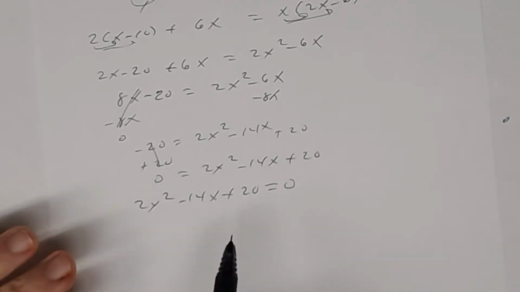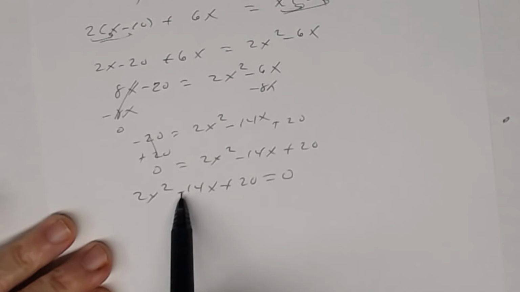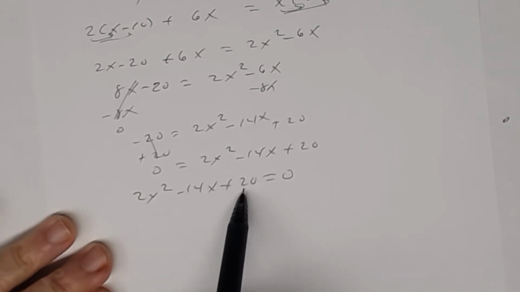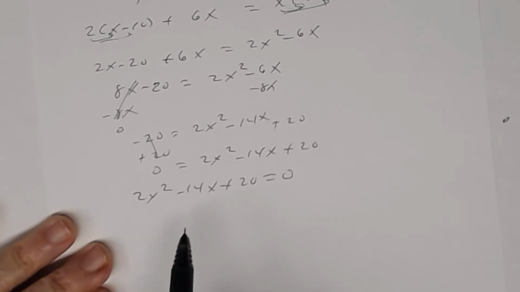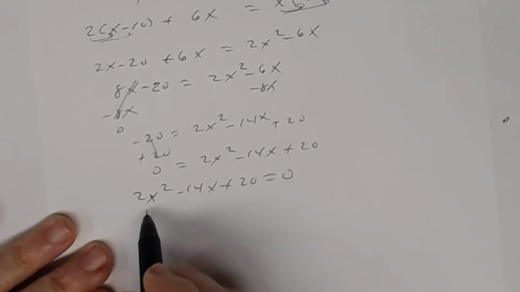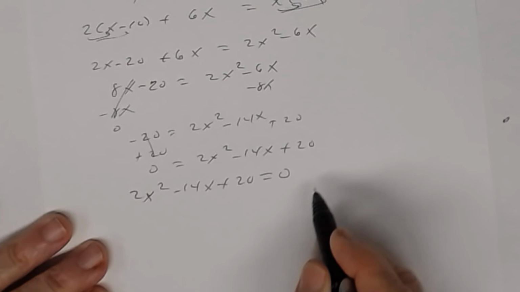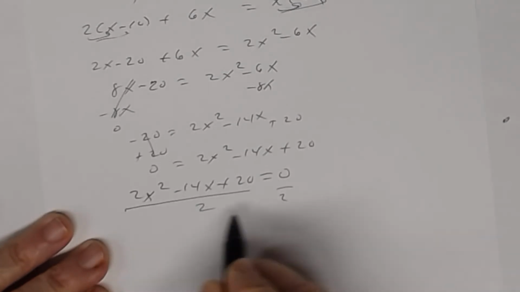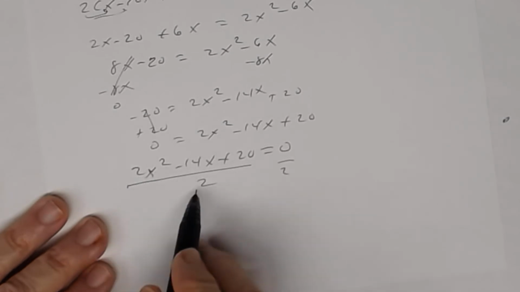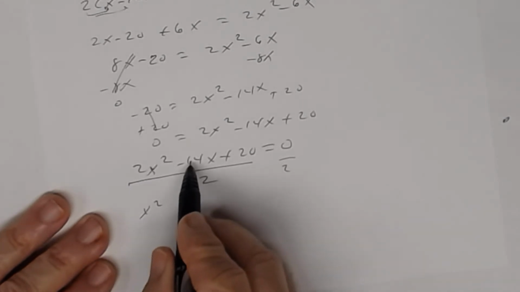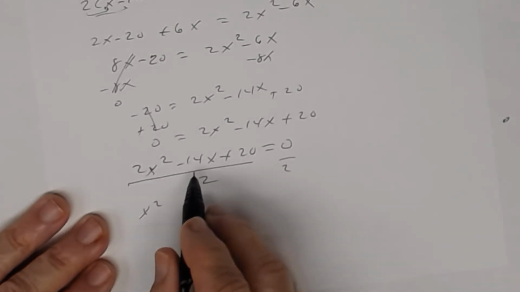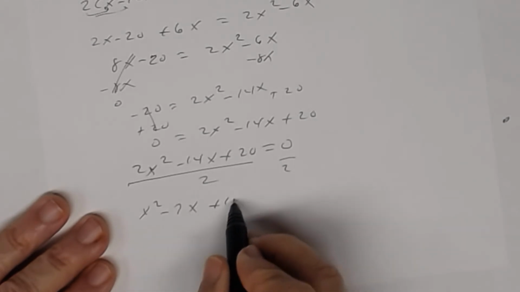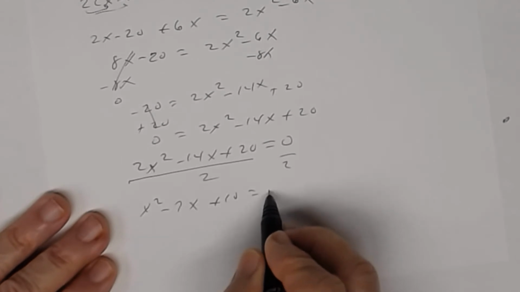Okay, to make things easier on us, we notice that each of those terms here is divisible by 2, right? So I can either factor out a 2 or I can divide both sides by 2 to make it easier. So let's divide both sides by 2. What I do to one side, I do to the other. So 2x squared divided by 2 is x squared. Negative 14x divided by 2 is negative 7x. 20 divided by 2 is 10, equals, and then 0 divided by 2 is 0.